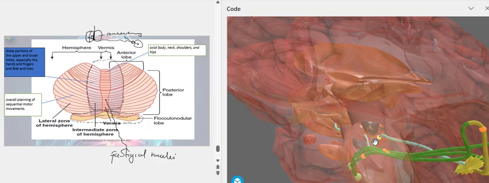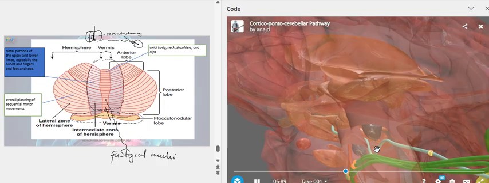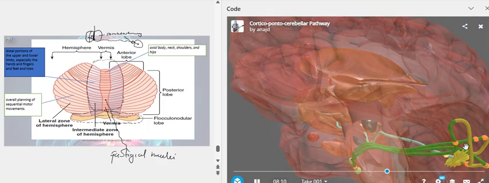And from the red nucleus of the midbrain, if the information coming from the cerebellum is appropriate, it will be sent to the rest of the body via the rubrospinal tract. Remember the rubrospinal tract emanating from the red nucleus all the way down.